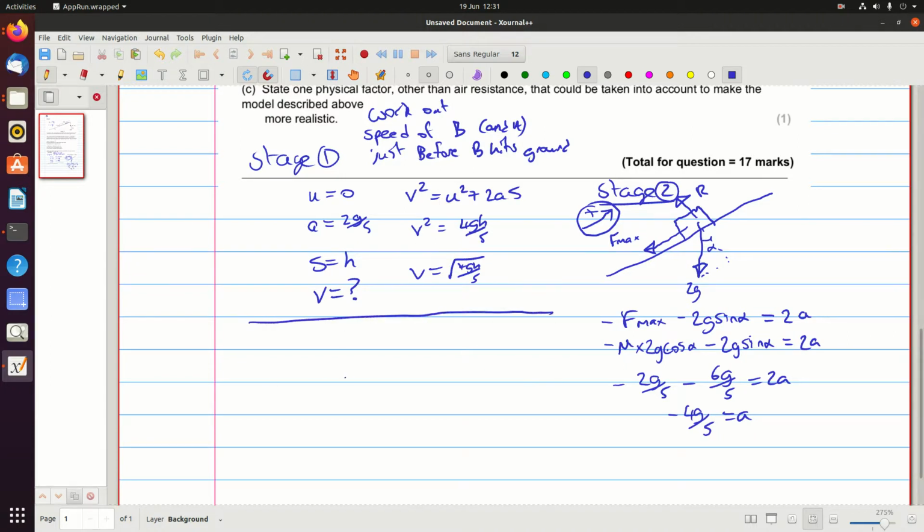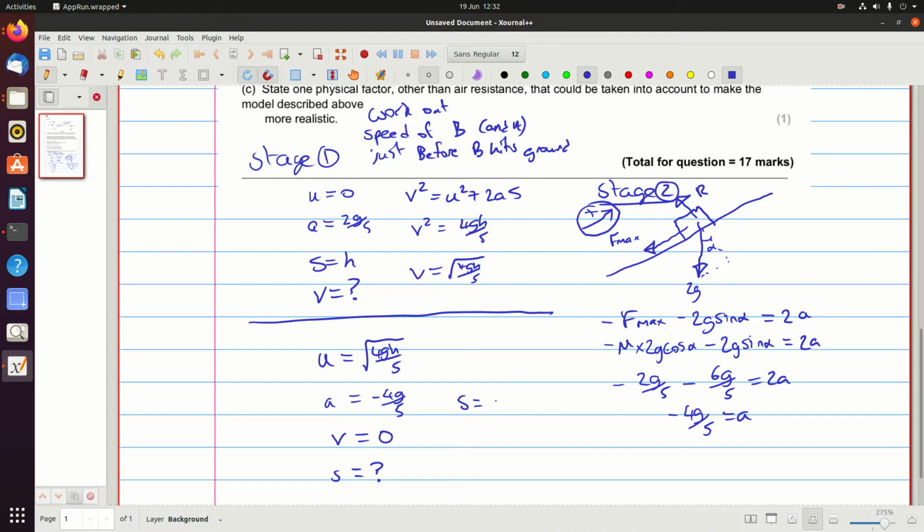Again, but on A, to find out how far it's going to go up the slope. So my u is now the square root of 4gh over 5, because that was my original speed of A just before the system changed. And so that's going to be my initial speed after the change. My acceleration is minus 4g over 5. My distance travelled is what I'm interested in. I want it in terms of h. And my v this time is 0, because I'm looking for the point where it gets to instantaneous rest just before it starts coming back down the slope.